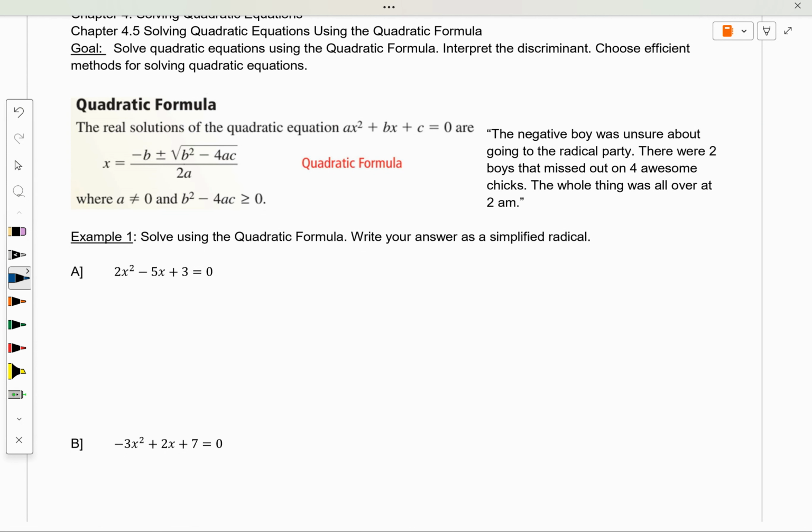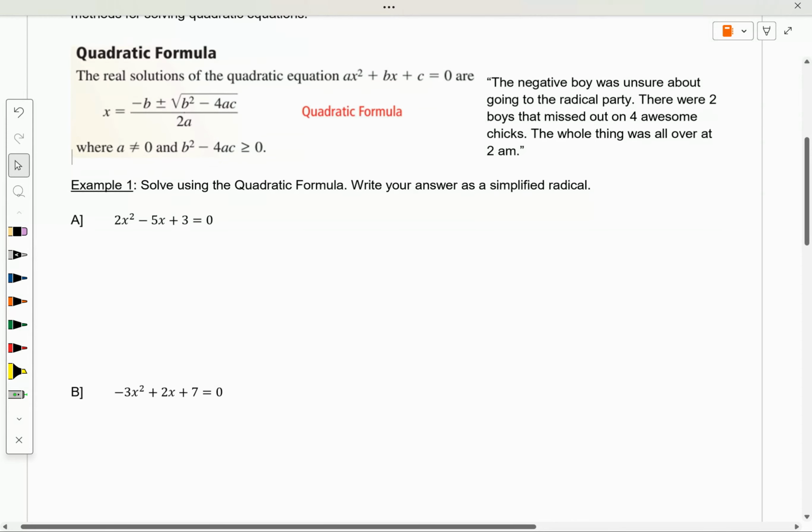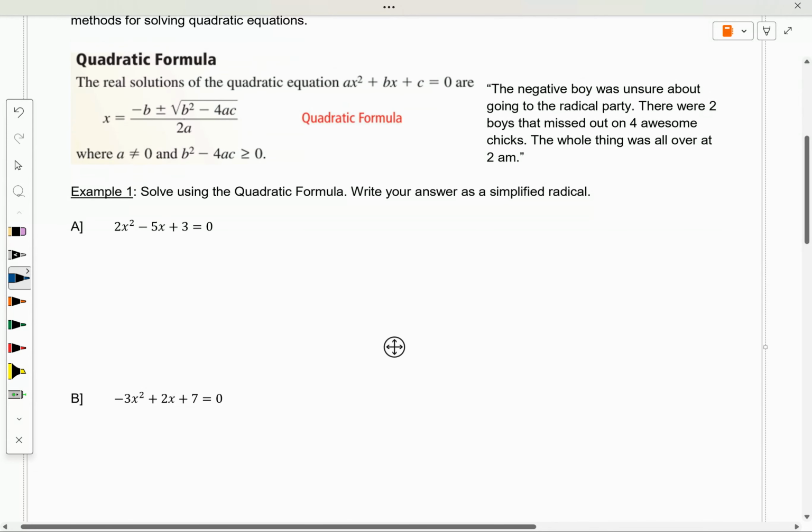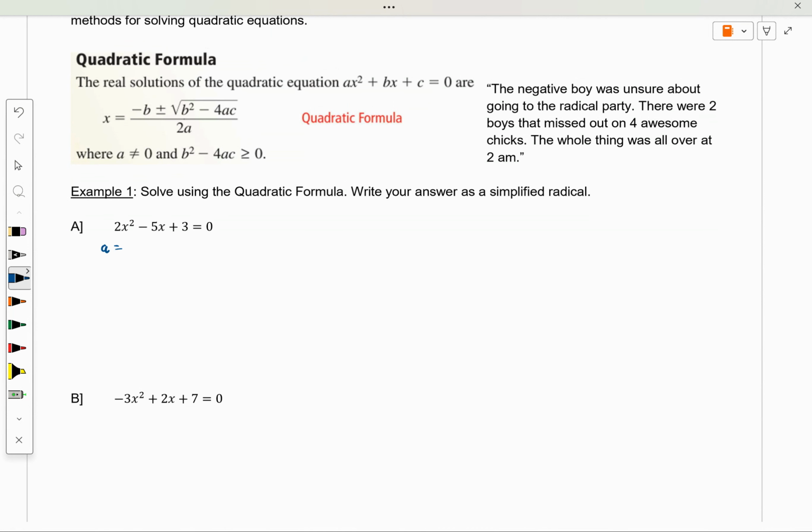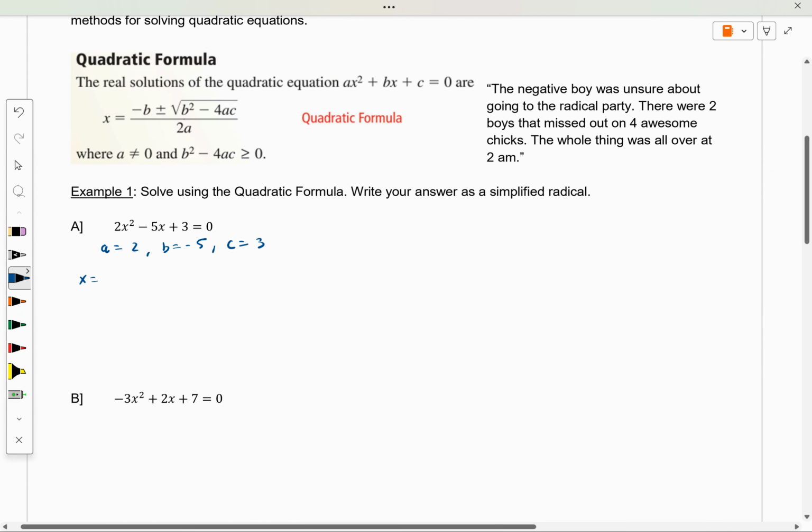So if I were to do this one here, well, first you got to make sure it's in standard form. So here it is in standard form, it's equal to 0. So I'm going to have a is equal to 2, b is equal to negative 5, and then c is equal to positive 3. So set it up, so it's going to be x equals to negative of negative b.